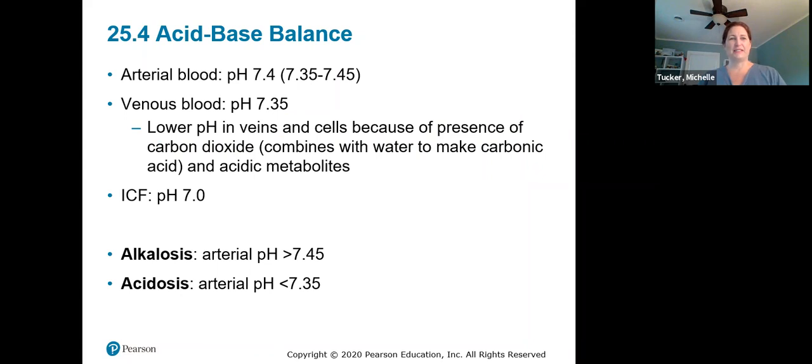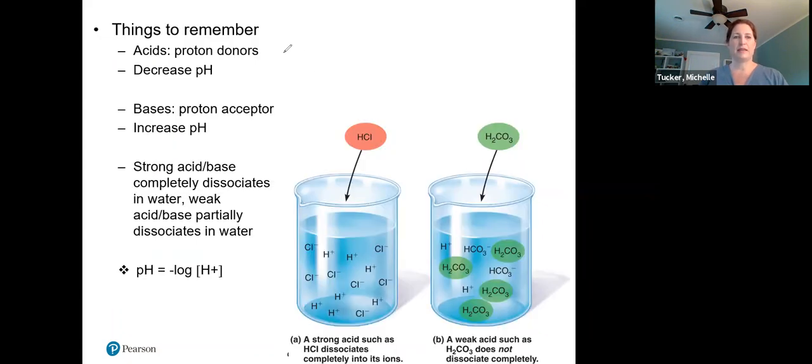Okay, so we are going to move on to acid-base balance. If you remember, pH is a scale that goes from 0 to 14, and 7 is considered neutral. Between 0 to 7, this is considered acidic, and from 7 to 14 is considered basic.